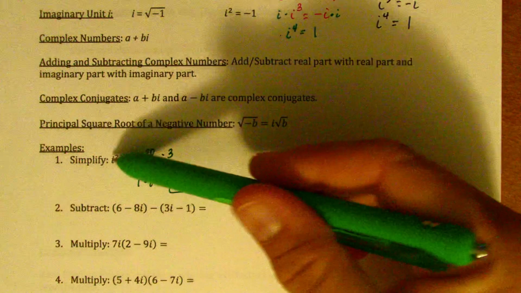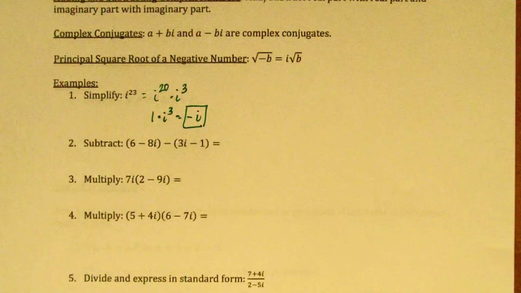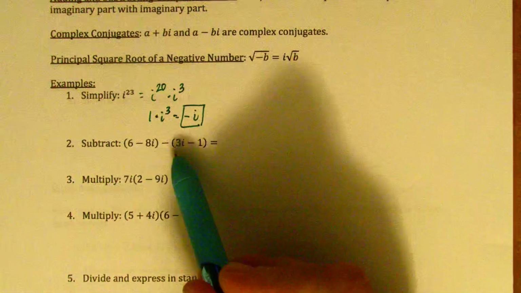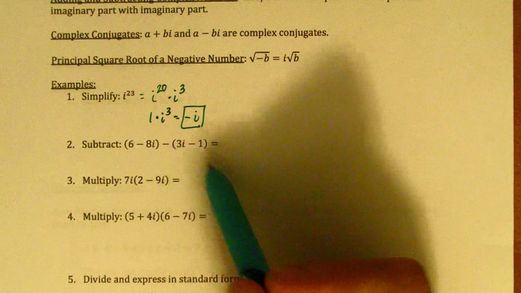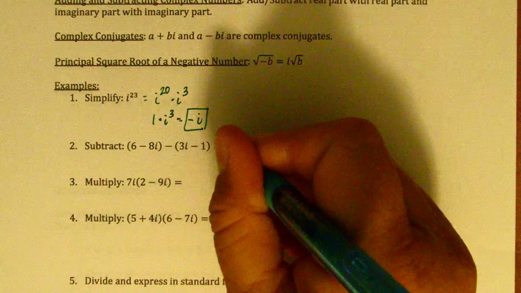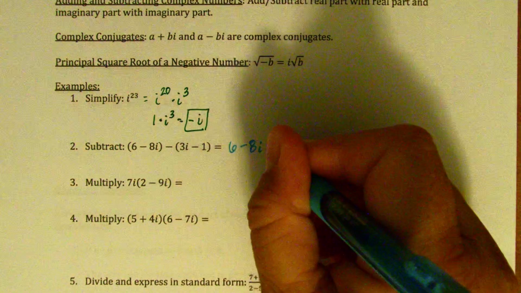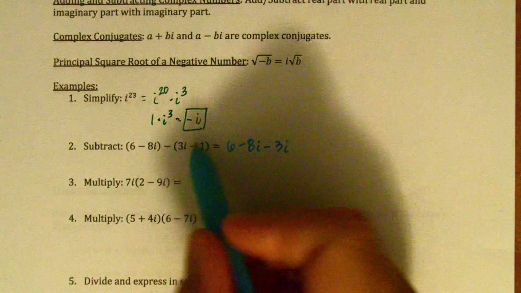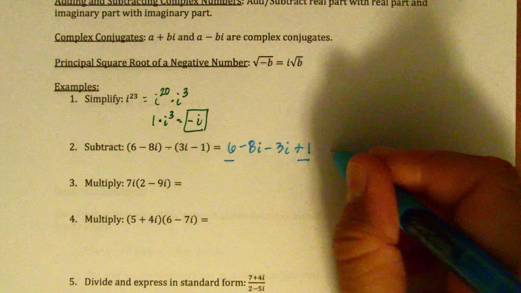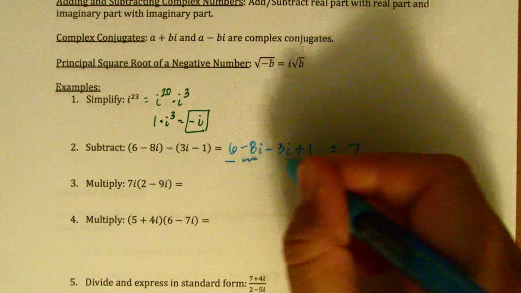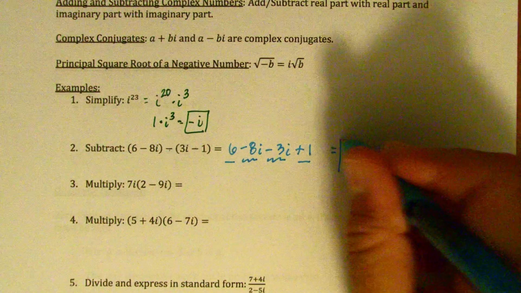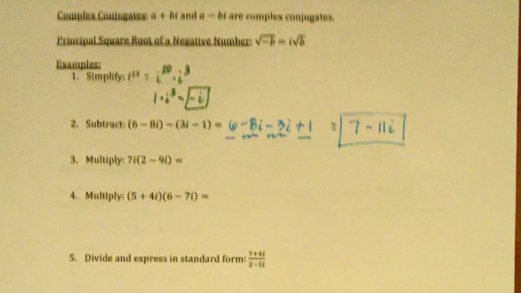And we could do that with any power here. If we are subtracting imaginary numbers, what we want to do is, like we talked about above, combine the imaginary part with the imaginary part and the real part with the real part. So I'm just going to first distribute the subtraction here, and I have 6 minus 8i minus 3i, and then a negative times a negative becomes +1. The real part is 6 and positive 1, so that gives me 7. The imaginary part is negative 8i and negative 3i. That's negative 11i. It's kind of like just combining like terms.